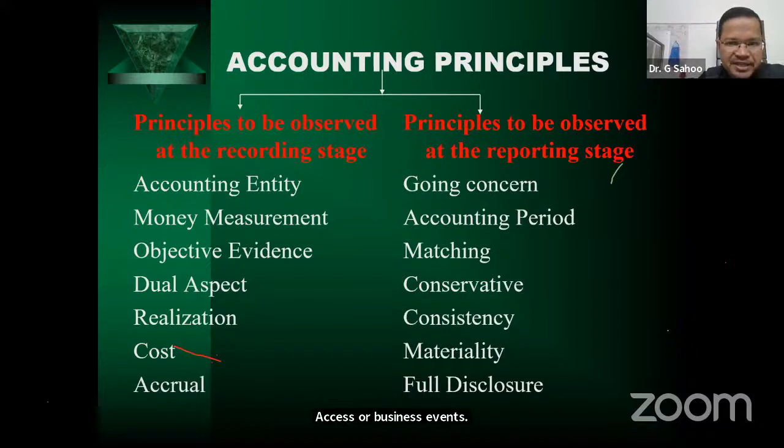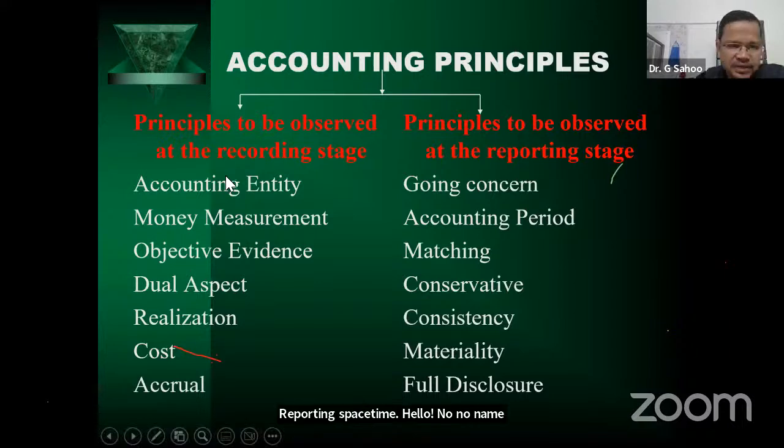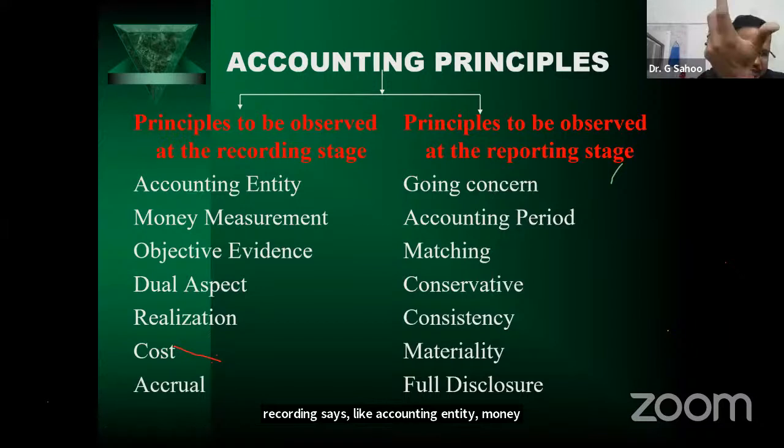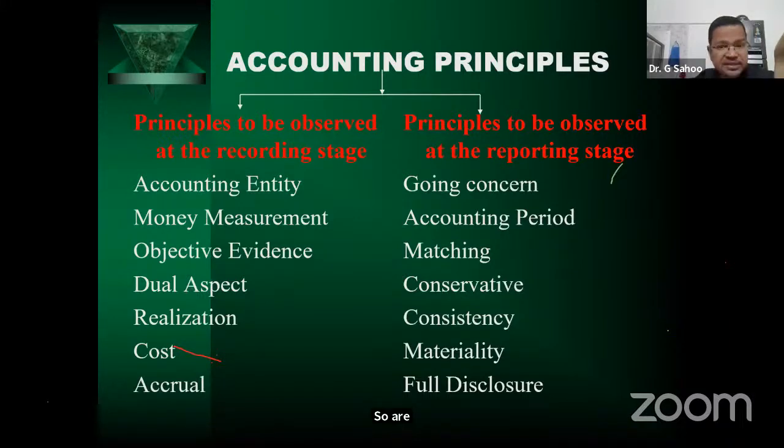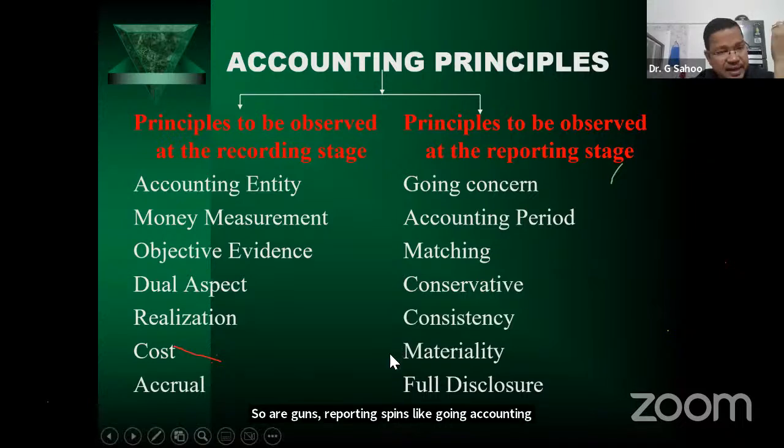Again, there are some principles we have to observe at the reporting stage. Reporting stage means after preparation of the financial statement, we have to follow them. So these are the principles to be observed at the recording stage: accounting entity, money measurement, objective evidence, dual aspect, realization concept, cost concept, accrual concept. And other principles are followed at the reporting stage: going concern, accounting period, matching concept, conservatism concept, consistency, materiality, full disclosure.